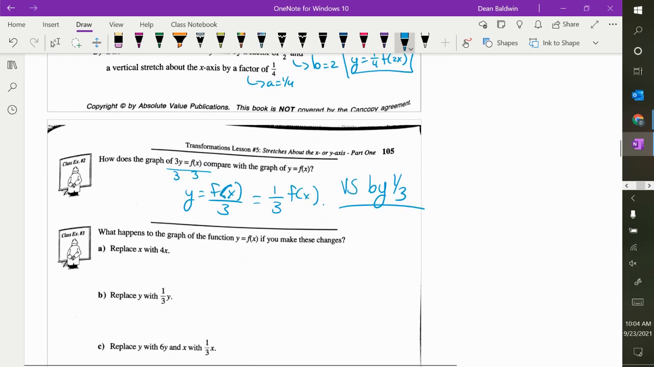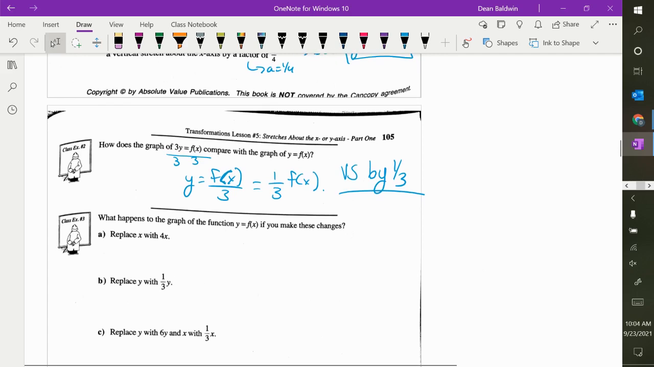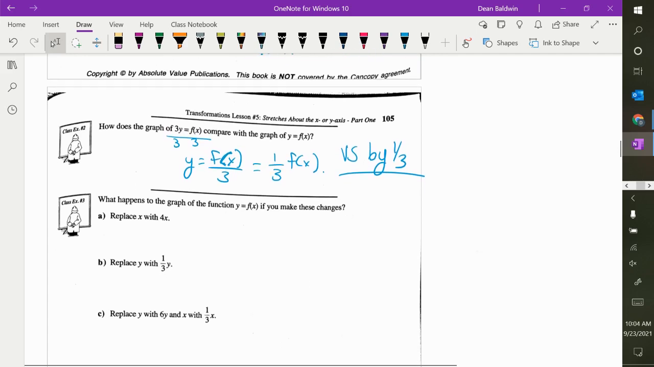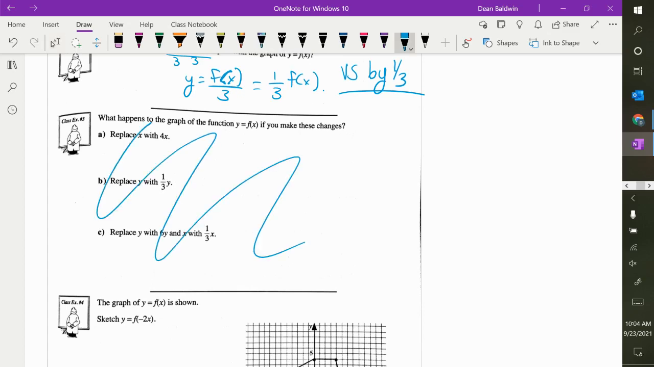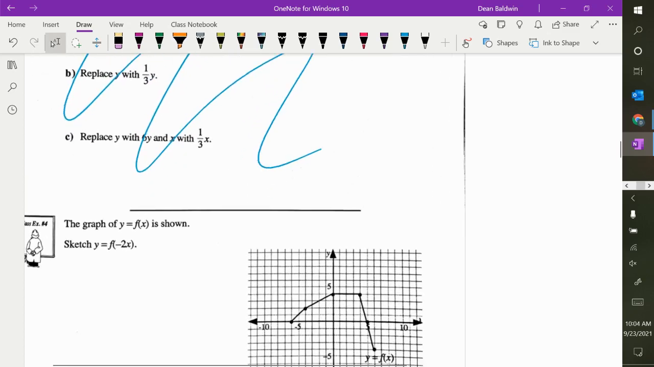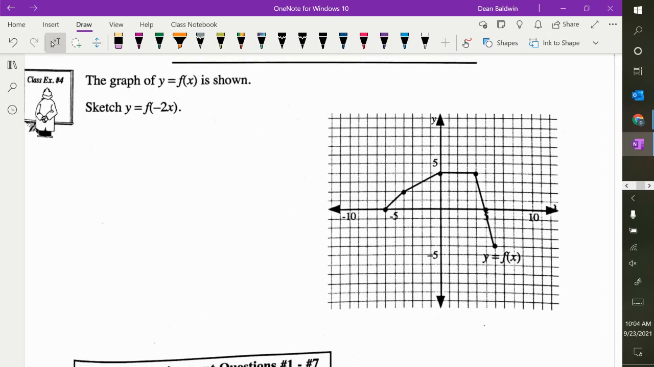One more question. Can I flip down at the bottom? All right, we're not doing this. We're going to do the graph at the bottom. Here we go. Last bit for today. So, here's our graph. We do this. Sketch it. I'll put the answer up in a sec.